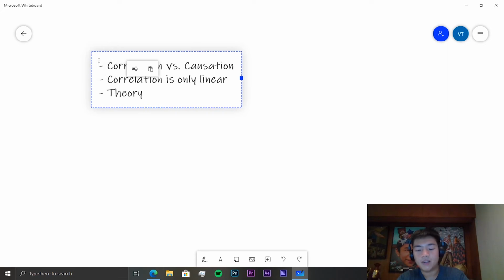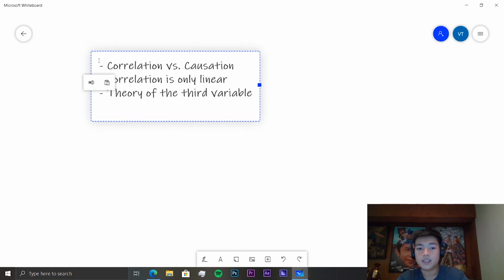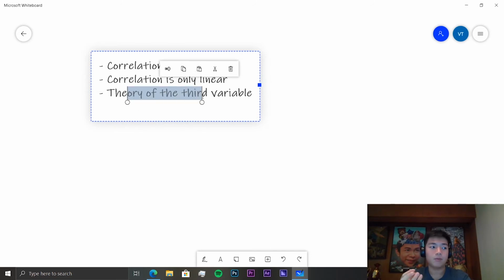Third one is the theory of the third variable. This is like assuming that there's a third underlying variable from which the two variables may be related. And so this is very important. It's very important to look at whether there's actually a third variable that's causing the correlation between two variables, or some control variable that's affecting the test.